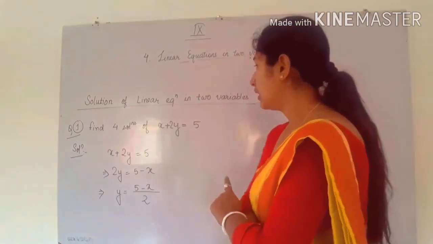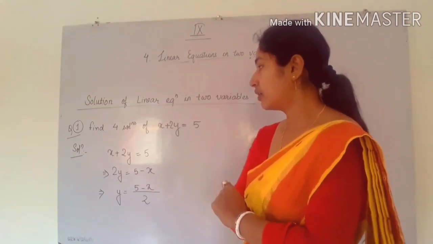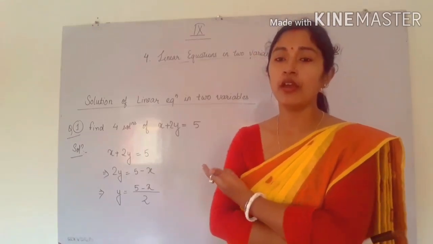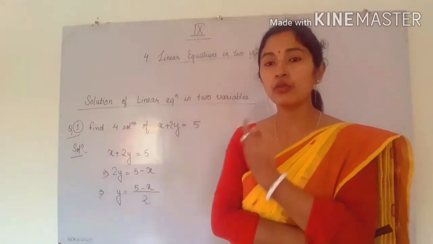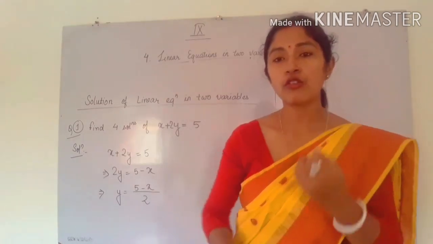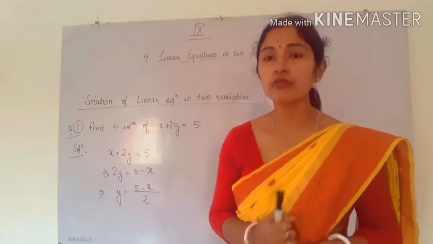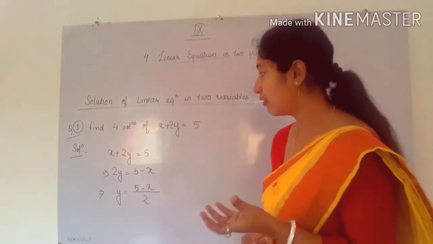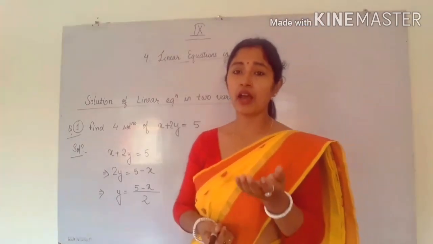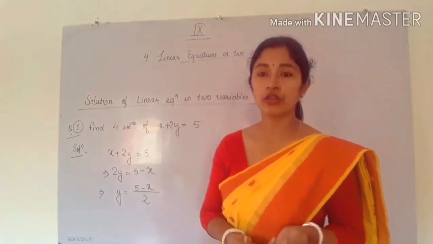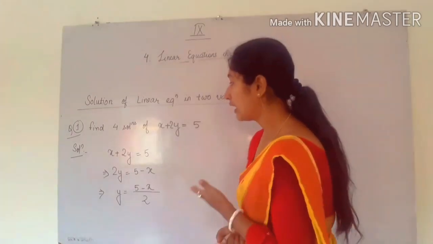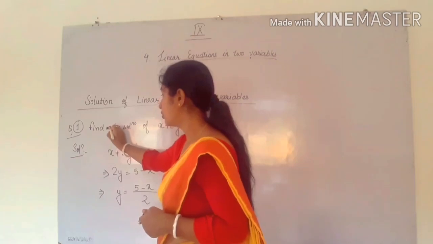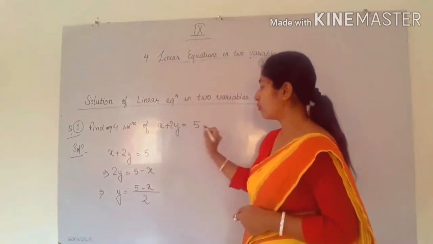Now see, the question may ask like this: you have to find any four solutions of a linear equation in two variables. As you know there are many solutions, but from those many solutions we can find some solutions also. How to find some solutions? You may be asked to find four solutions or three solutions of any linear equation in two variables. Like in this example we are finding any four solutions. It may be written like this: find any four solutions of x plus 2y equal to 5.